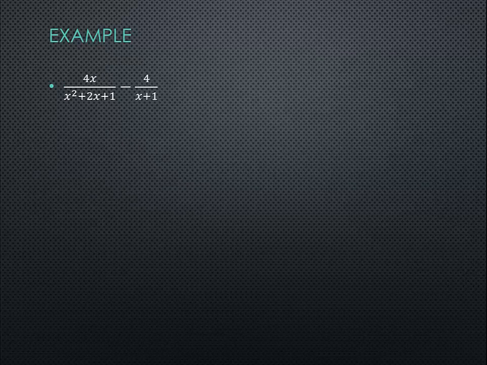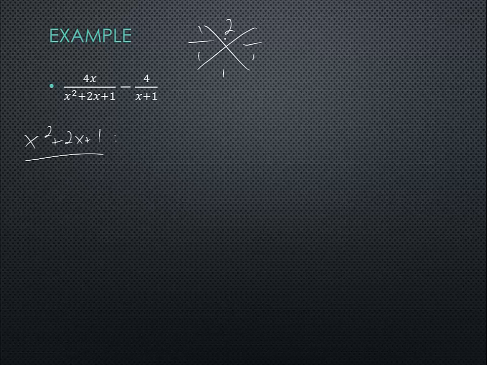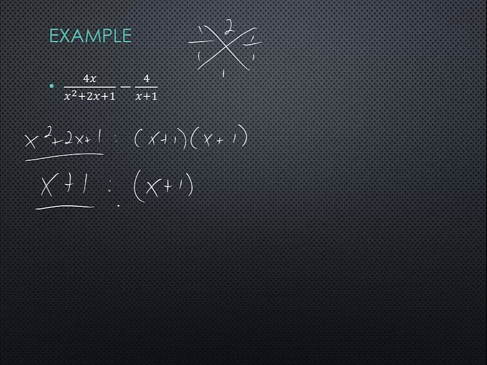Yay. Next. Okay, denominators. Are these the same? No, they're not. So that means we need to find the LCD. So, x squared plus 2x plus 1 factors to, use your x method, 2 on top, 1 on bottom, 1, 1, 1, and 1. So, it factors to x plus 1, x plus 1. x plus 1 just factors to x plus 1. So, your LCD would just be x plus 1 times x plus 1.